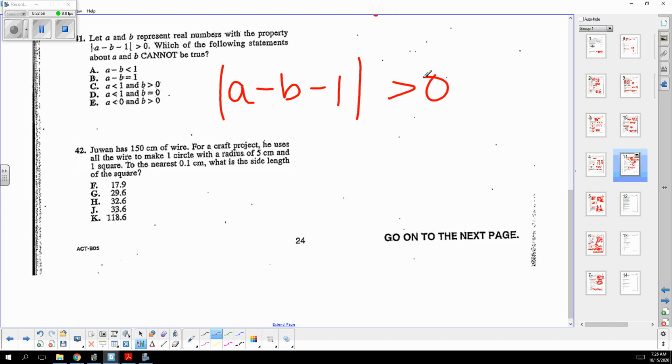All right, so what's this? What is true about A and B? Well, if A minus B is 1, then this becomes 1 minus 1, 0, and it's false. So A minus B cannot be 1. So that's B, okay? Remember, absolute value is always positive, so this is going to be always true unless it's 0.